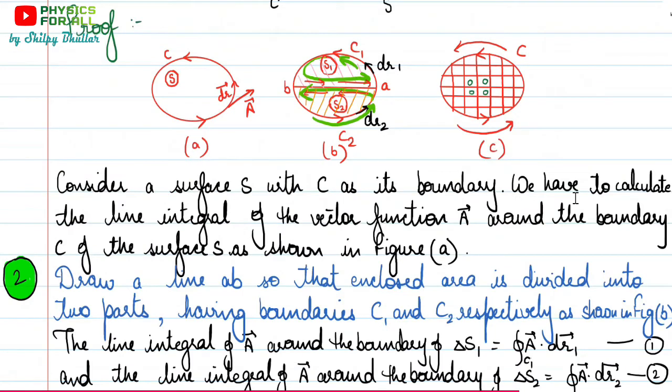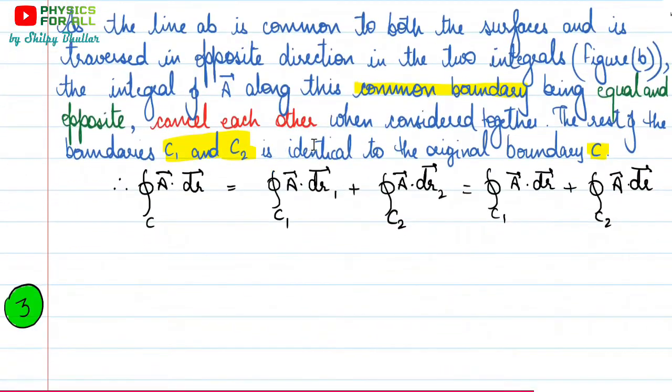Because these two curves are almost similar to the curve C, there is no difference. In curve C, as you can see in figure A, we had the common line or position vector dr. If C1 resembles the original C, and even C2 also resembles the original C, then dr1 and dr2 are also identical to the original dr vector. That's why we can simply replace them with dr.